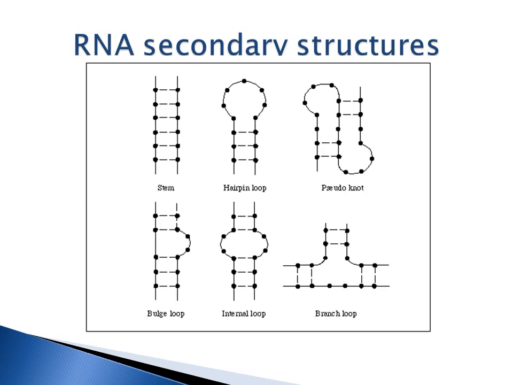So here's an example of some of the secondary structures you can get in RNA. You can get what's called a stem, where you're going to have A's and U's binding together and C's and G's binding together. You can have hairpin loops, pseudoknots, bulges, internal loops, branch loops. So you can have these little double-stranded looking secondary structures, but it is not double-stranded. It's single-stranded. It folds up on itself.